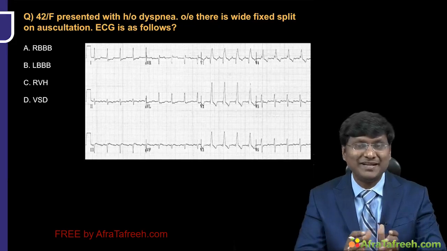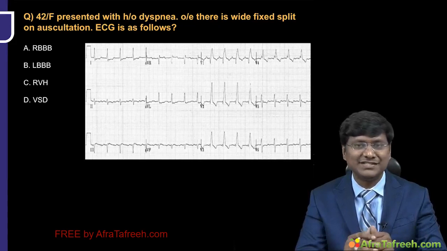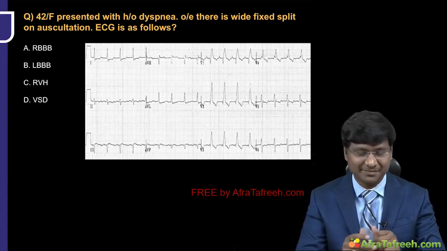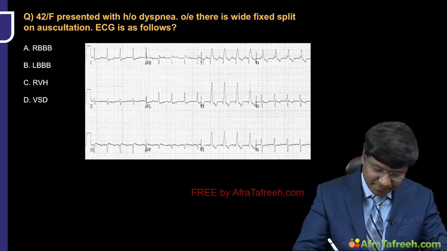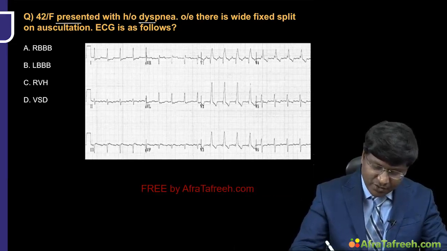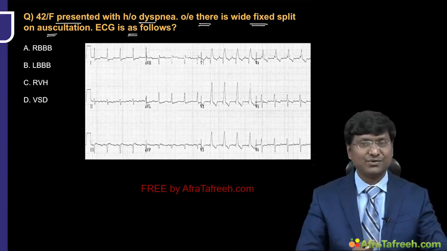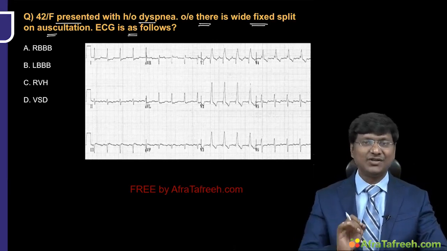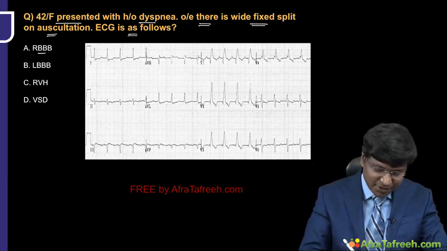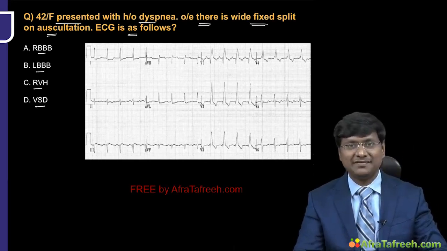So now let me take up the discussion of the next important clinical scenario and another condition where you have a dominant R wave in V1. So the question is, a 42-year-old female presented with a history of dyspnea, and on examination there is a wide fixed split on auscultation. The ECG is as follows. Right, so this is the ECG and the options are right bundle branch block, left bundle branch block, right ventricular hypertrophy and ventricular septal defect.